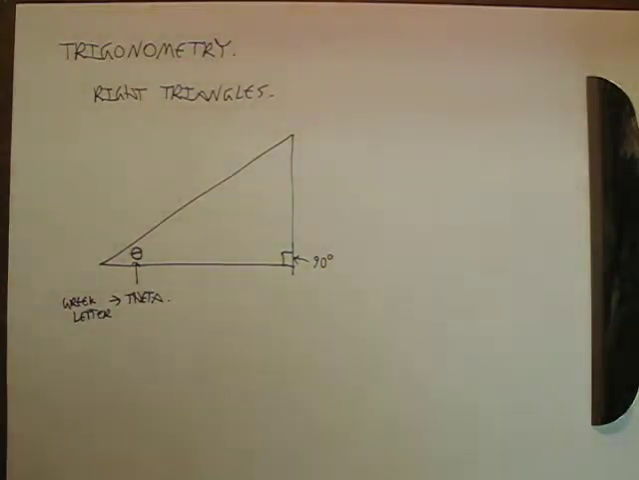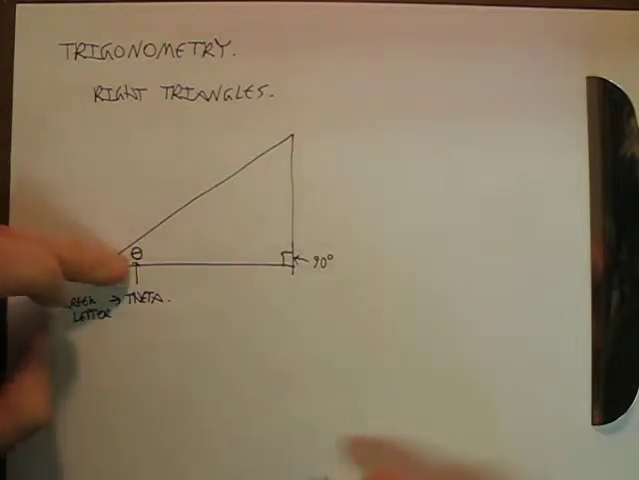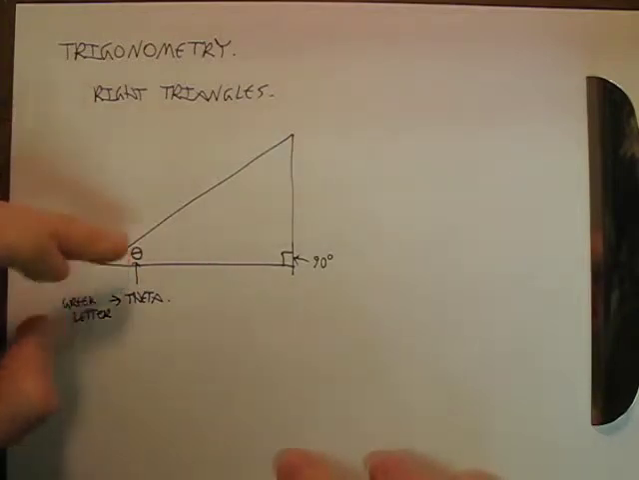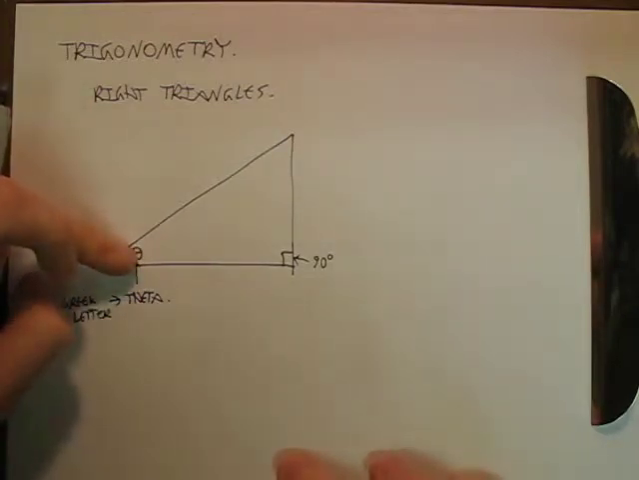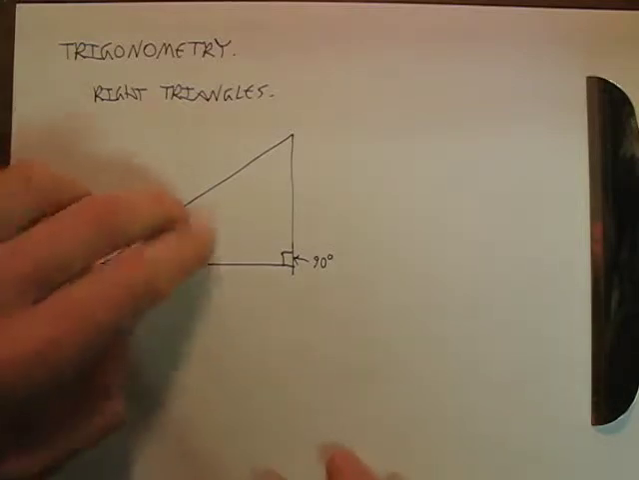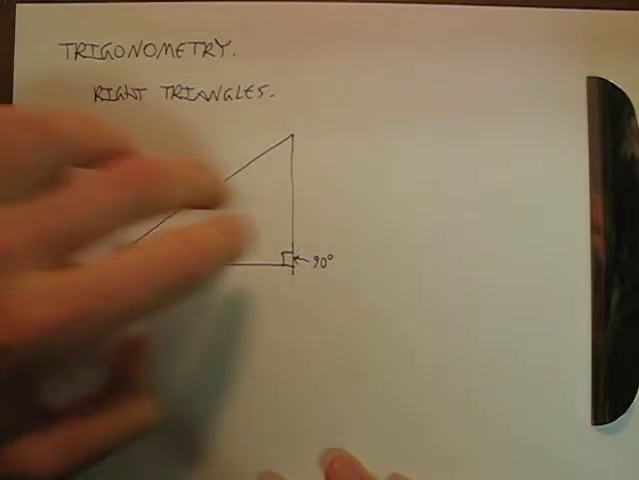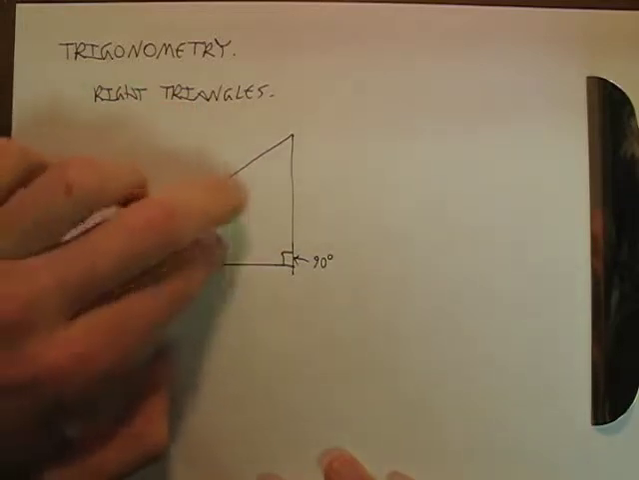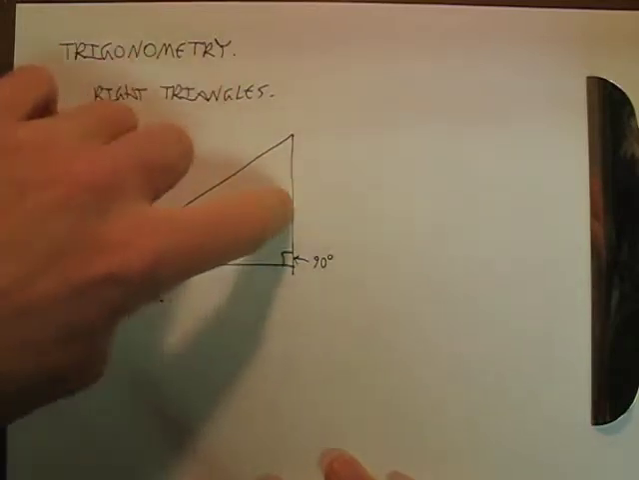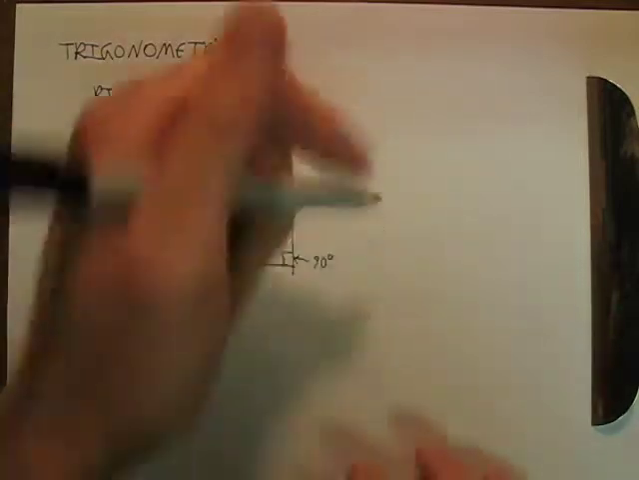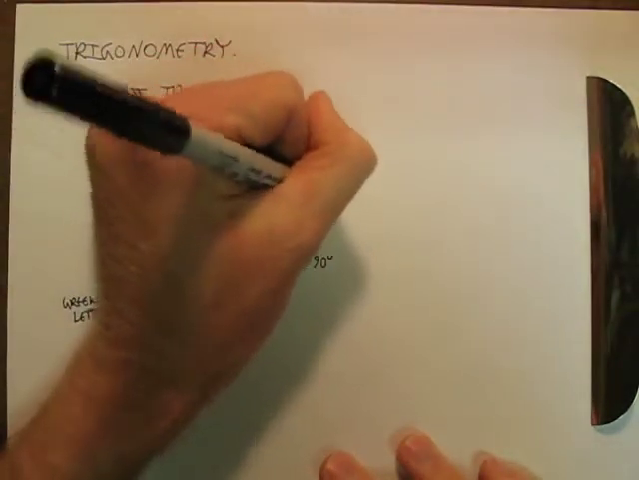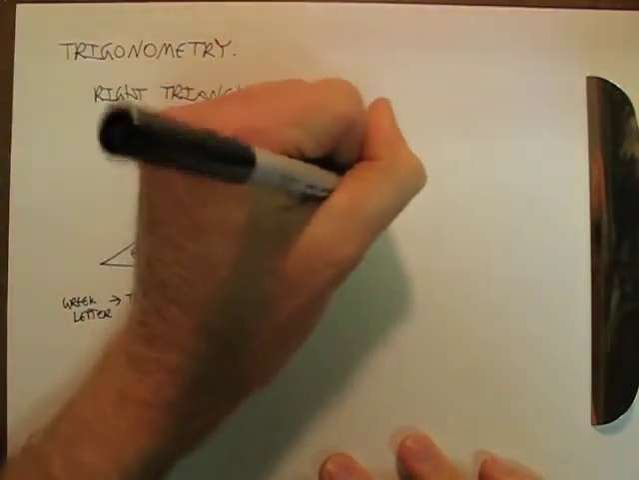And we're going to define parts of the triangle. We're going to start at whatever angle theta that we have, and we're going to walk up between the two sides that make that angle, and when we get to the side that's opposite that angle, we're going to call that side opposite.